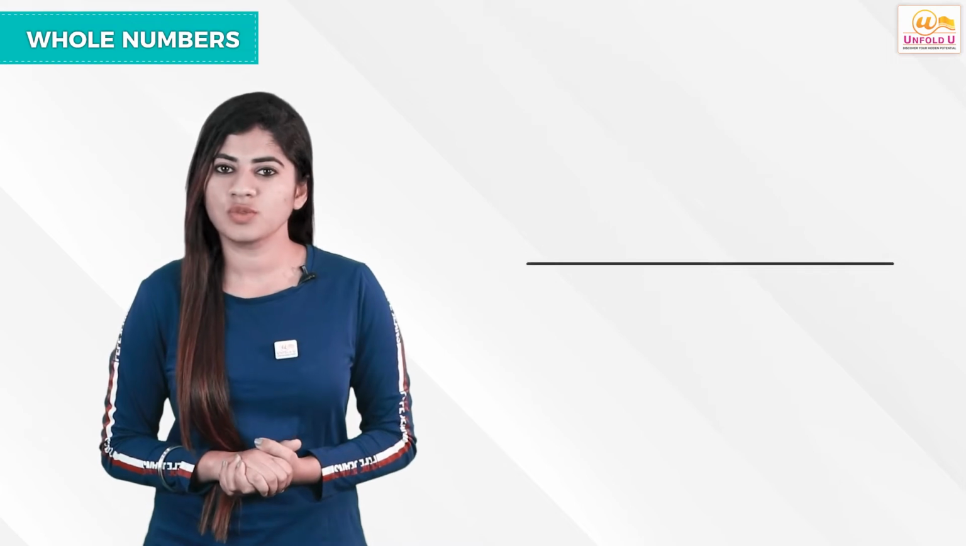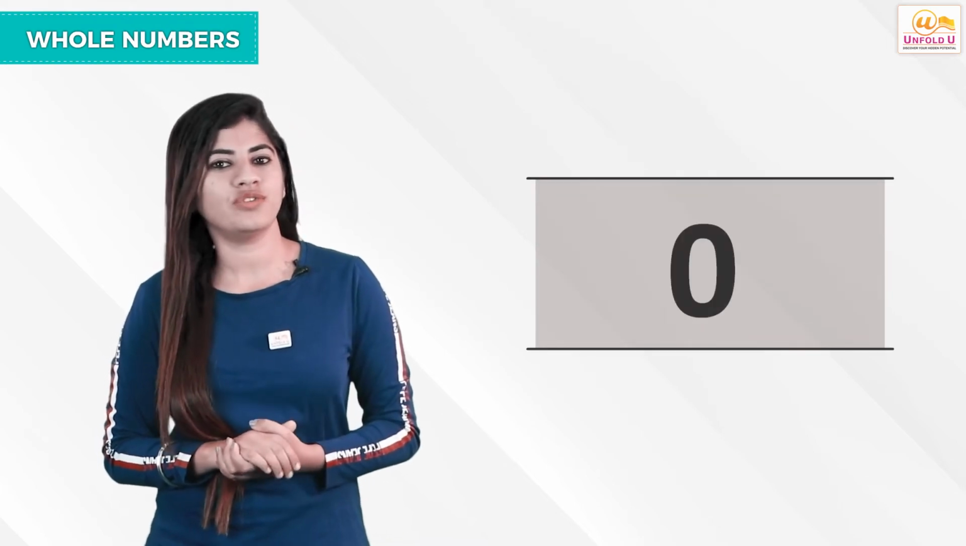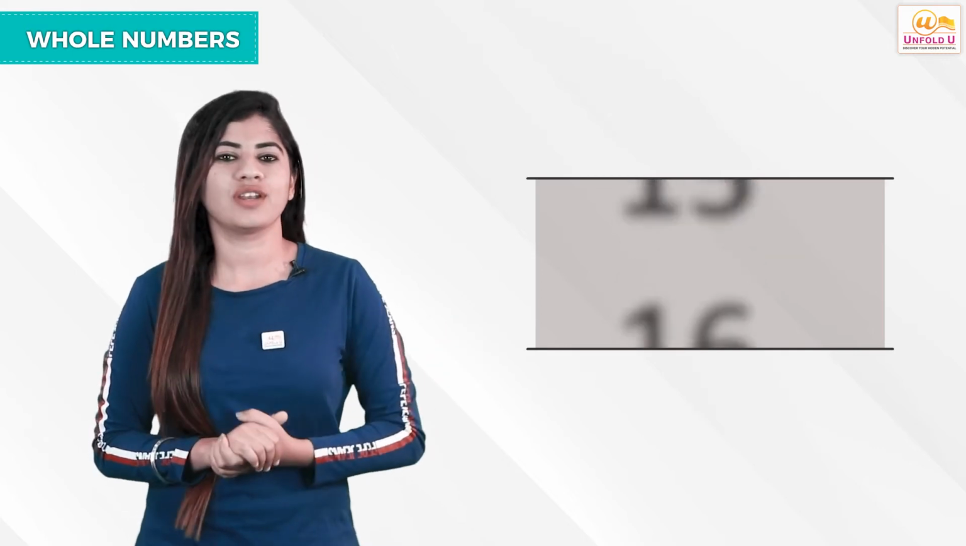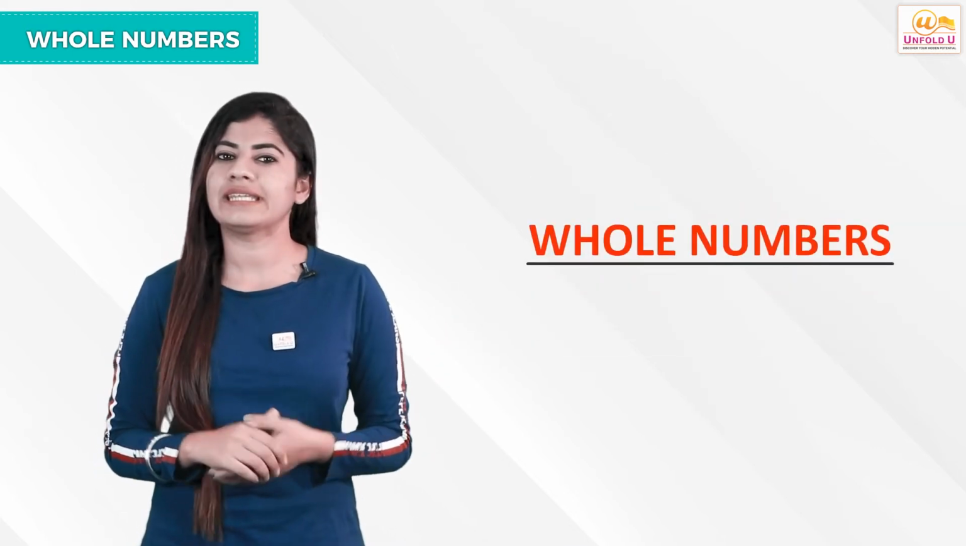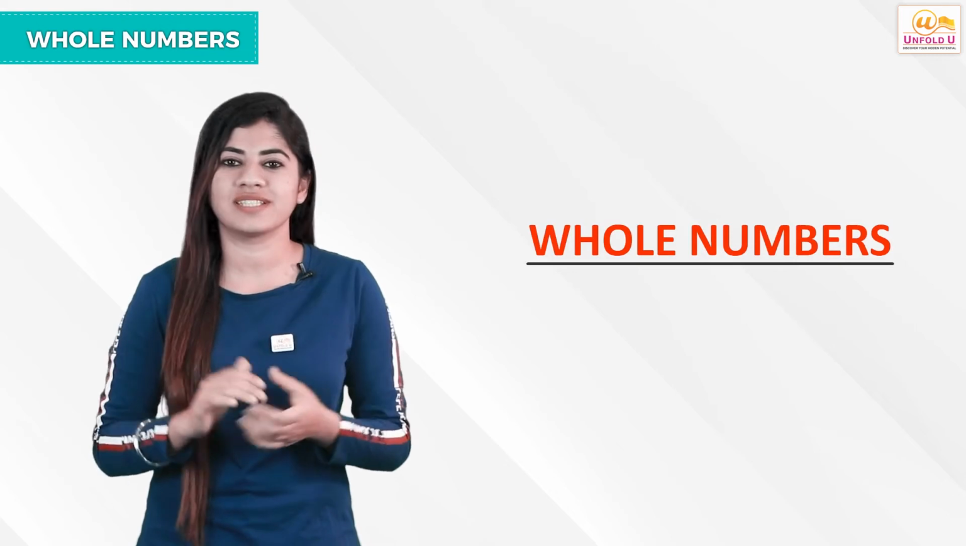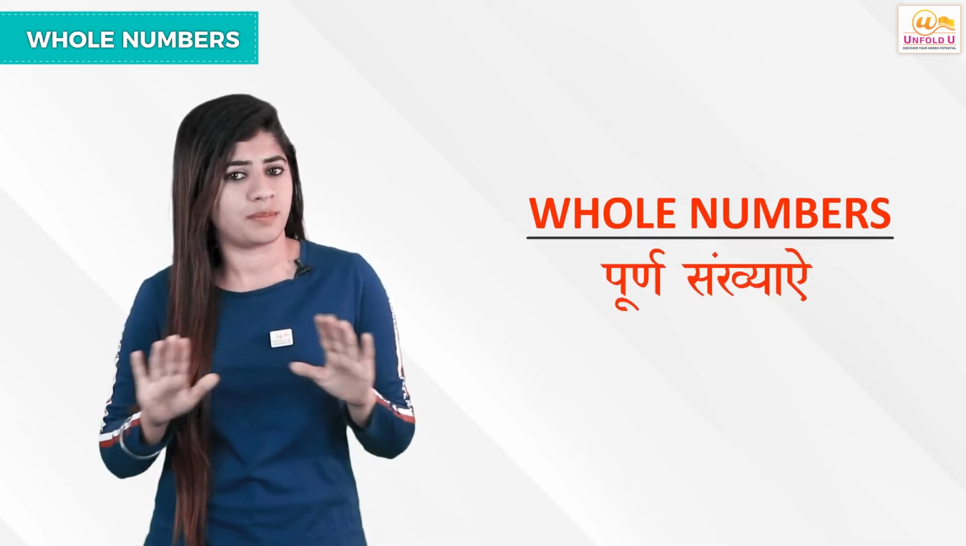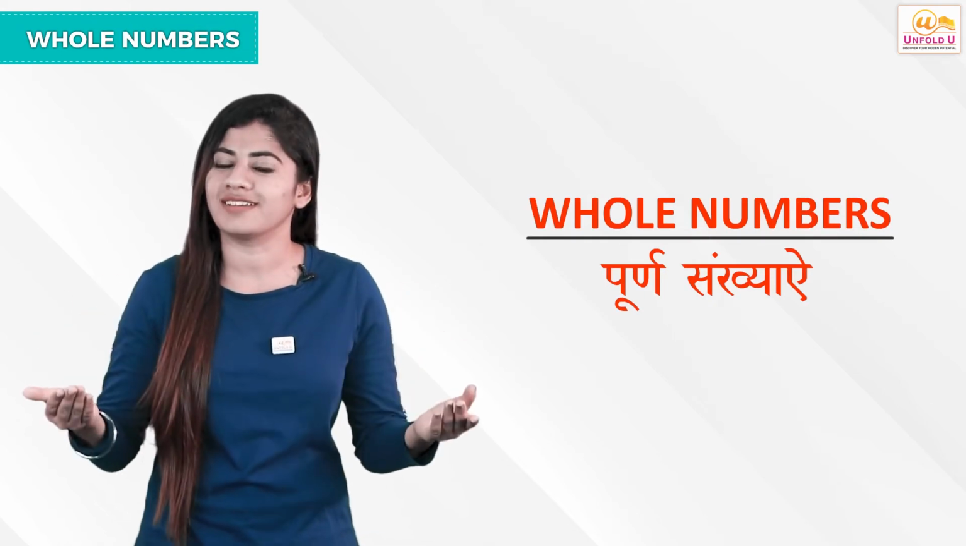So the numbers which start with 0 and move like 1, 2, 3 and so on are known as whole numbers. And याद रखने के लिए हम इसके नाम से याद रखेंगे, जो कि है पूर्ण संख्याएं। मतलब अब ये numbers complete हो चुके हैं to form other numbers.